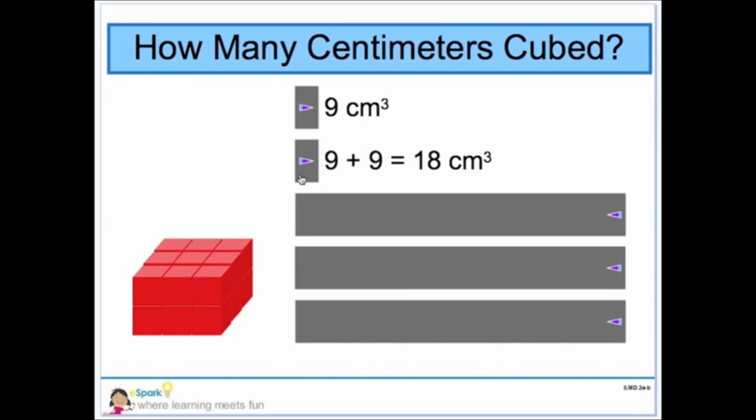We can also write an addition equation. 9 plus 9 equals 18 centimeters cubed. This prism measures 18 cubic units.